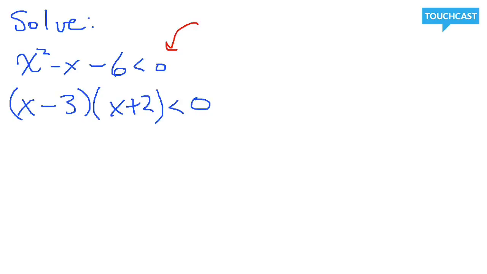This is my recommendation, that you make a number line for every problem like this. So I'm going to make a number line. The numbers I'm going to mark on this number line are the roots of this function, so the x values that make the output 0. Those are positive 3 and negative 2.